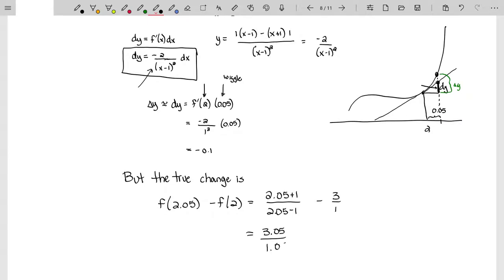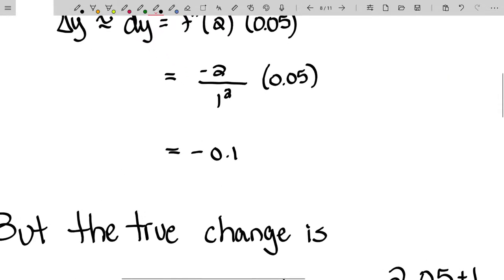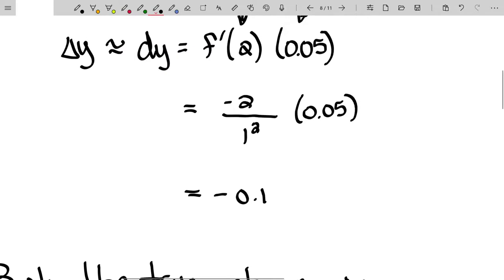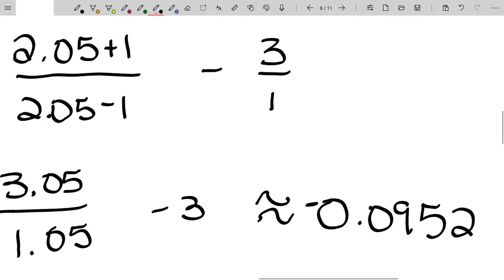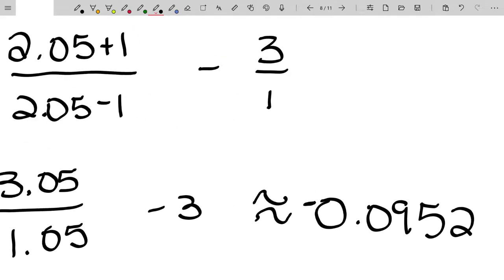3.05 divided by 1.05 minus 3. And now I actually have to use a calculator for this. So once I have to grab a calculator, that tells me this computation was way too much for us to do by hand, minus 3. So this is approximately negative 0.0952 and some change. So our dy of negative 0.1, which tells us that our y value changed by dropping by 1/10, is close. Our y value literally dropped by 0.0952 and change.